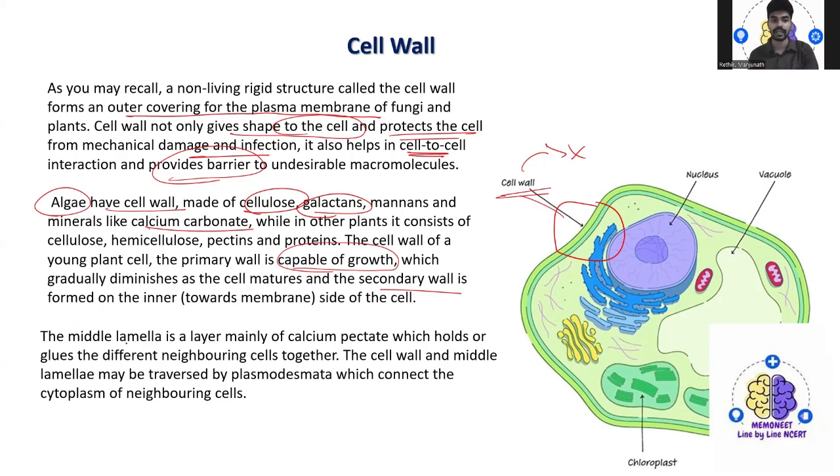Then we have the middle lamella, right? So what is this middle lamella? It is a layer mainly of calcium pectate, which holds or glues the different neighboring cells together. Then the cell wall and middle lamella may be traversed by plasmodesmata. So whatever molecules come, they may be transferred by the plasmodesmata, which connect the cytoplasm of the neighboring cells together.